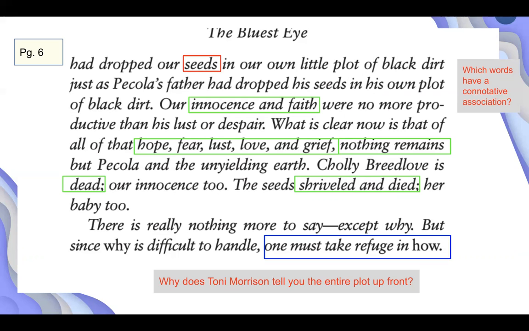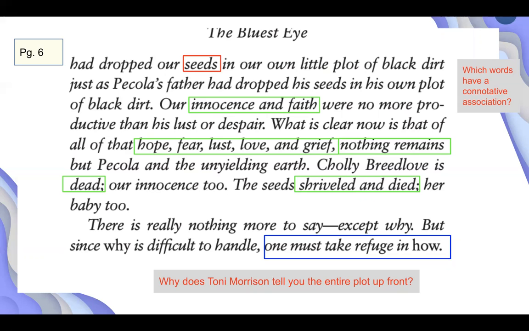What is clear now is that of all that hope, fear, lust, love, and grief, nothing remains but Pecola and the unyielding earth. Charlie Breedlove is dead. Our innocence too. The seeds shriveled and died, her baby too. There is really nothing more to say except why. But since why is difficult to handle, one must take refuge in how.